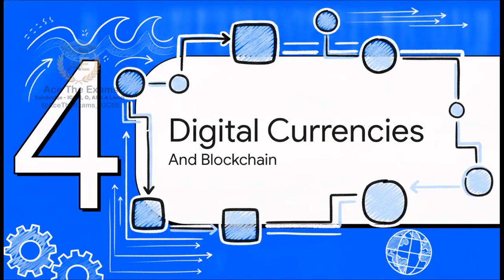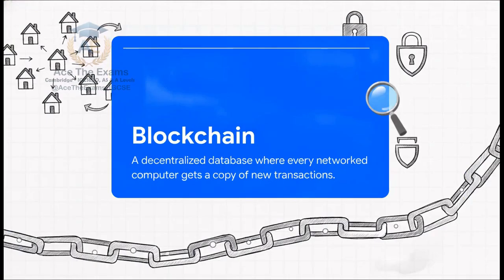Which brings us to section 4, digital currencies and blockchain. So we've got the network infrastructure, the web pages, and the tracking sorted. But how does all of this underlying architecture support modern financial technology? Well, before we can even talk about cryptocurrency, we really have to define the technology that actually makes it possible, and that is blockchain. You see, traditional digital currency relies heavily on a centralized bank to manage things.